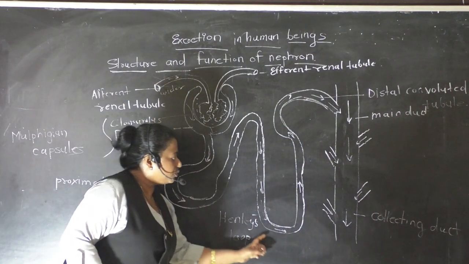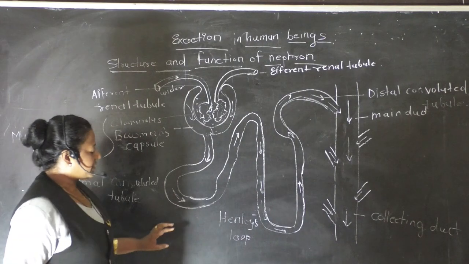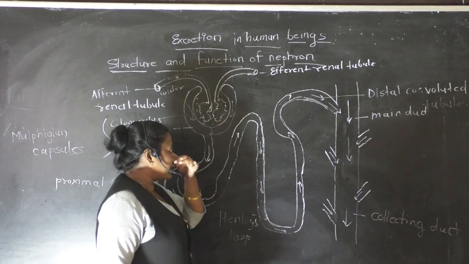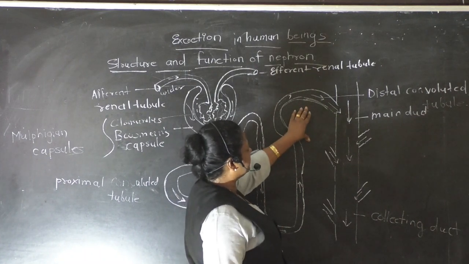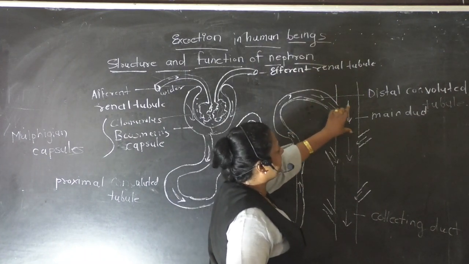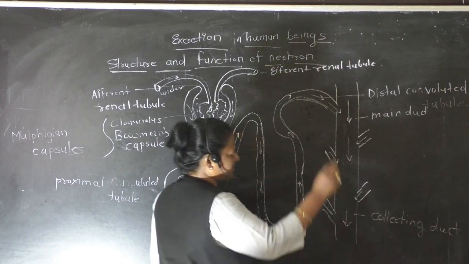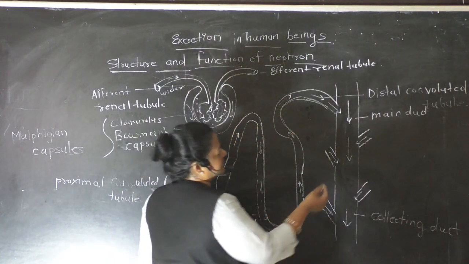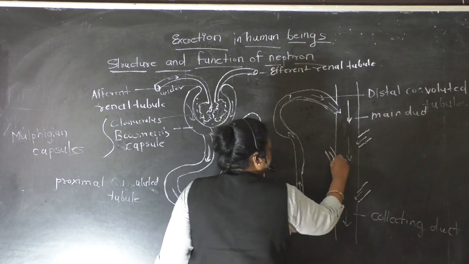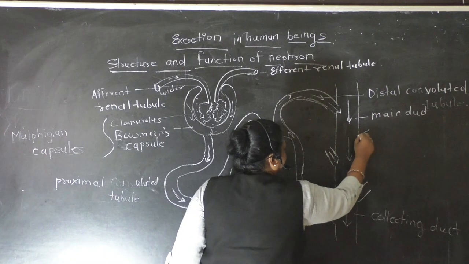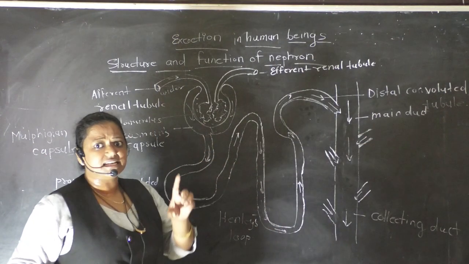After it, there is a U-tube-like structure called Henle's loop. After it, the last or distal part of this nephron is called the distal convoluted tubule. And after it, there is a plain, straight tube-like structure that is called the main duct and also the collecting duct. Here you can see some diagrams like this. I have explained the structure of a single nephron.